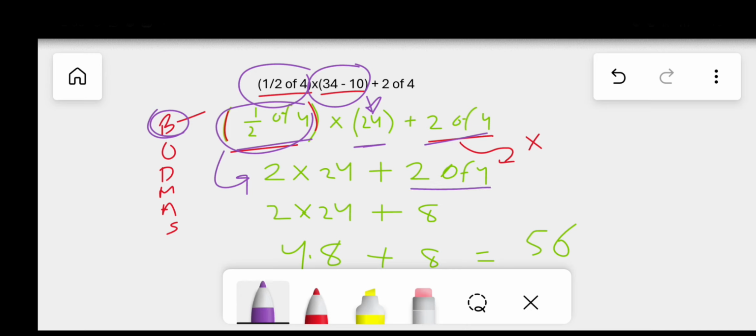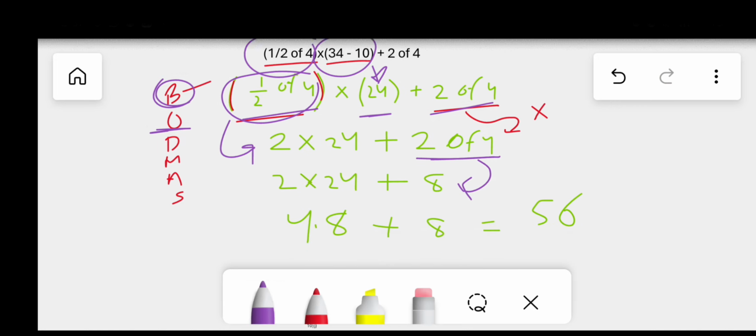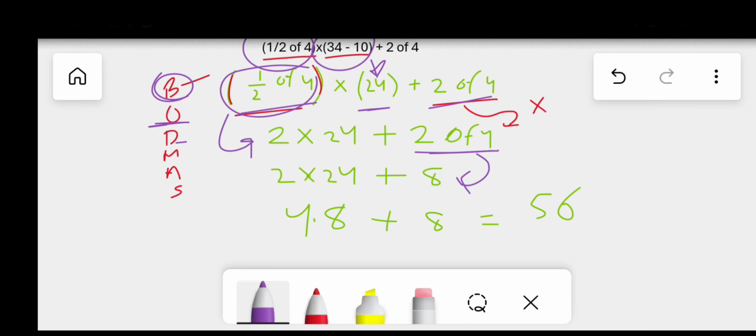Now in the BODMAS rule, after bracket we have of. So then we will solve the of function, which is 2 of 4, which will give us 8. 2 into 24 plus 8. 24 into 4 gives us 48, in addition with 8, which is finally giving us 56 as our answer.